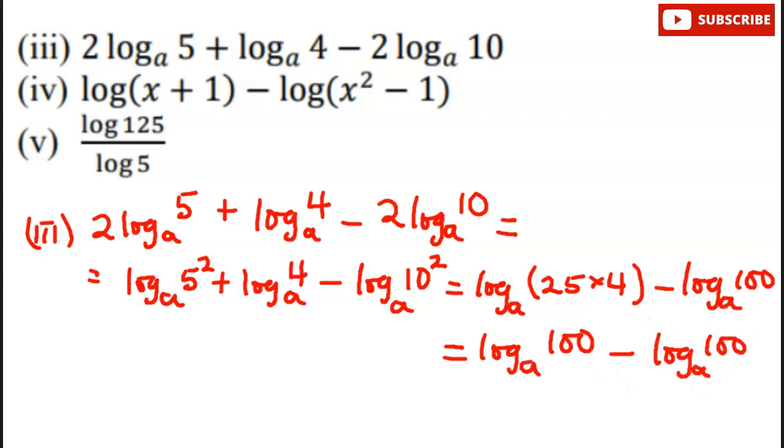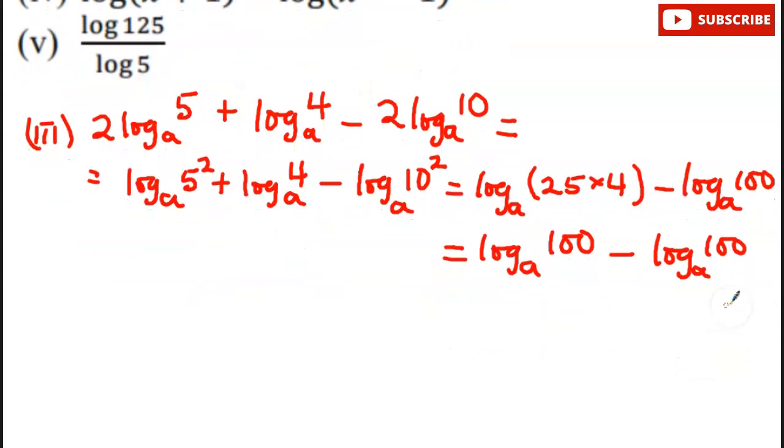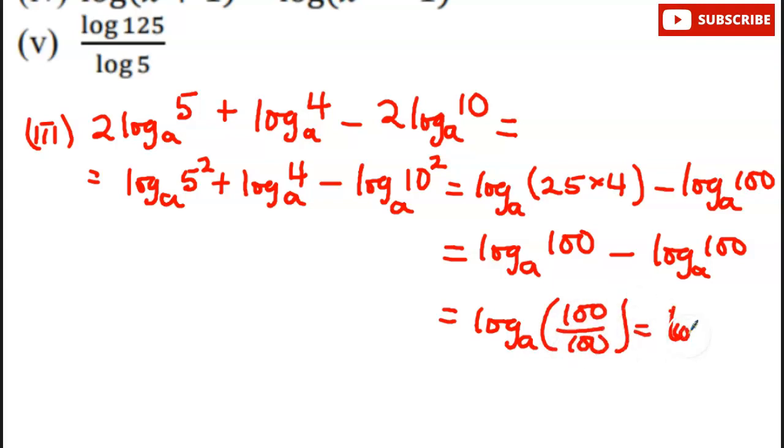So the same thing that happened in the last but one example. So you can subtract and get 0, or you can say this is the same as log to the base a of 100 over 100, and this is log to the base a of 1. This is the same as 0.